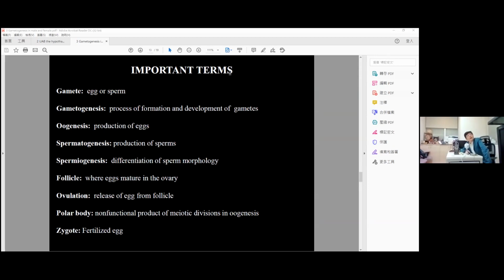These are the so-called terms: gamete, egg or sperm; gametogenesis, oogenesis, spermatogenesis, spermiogenesis. This is the differentiation of sperm morphology. The follicle, the ovulation, the polar body, the zygote. Zygote is the fertilized egg. It is 2N.